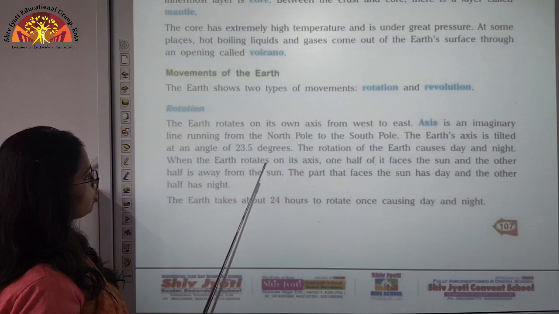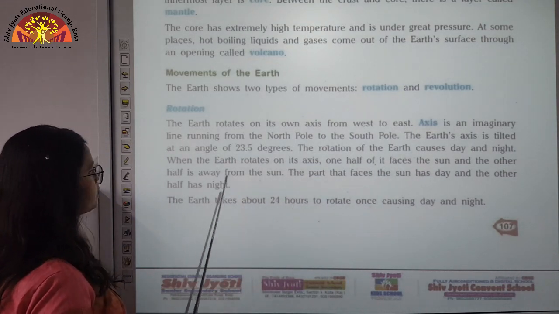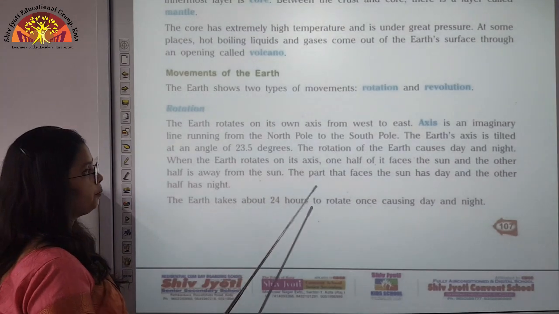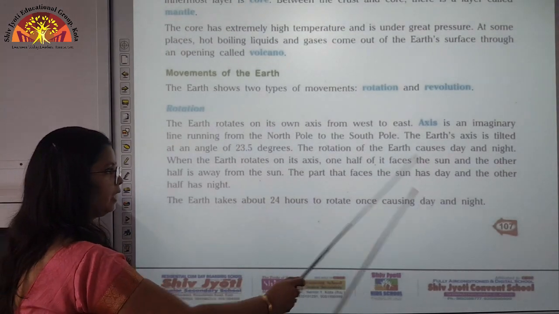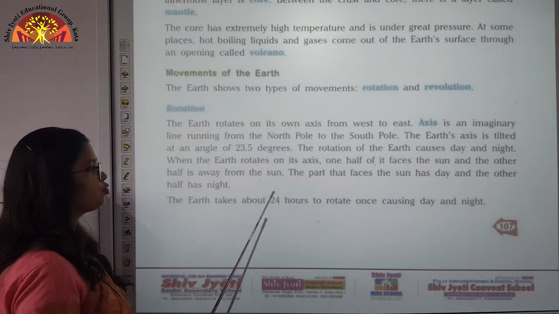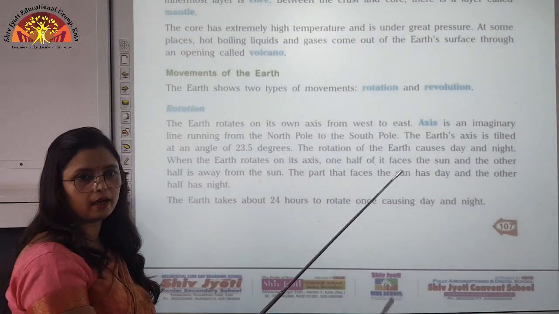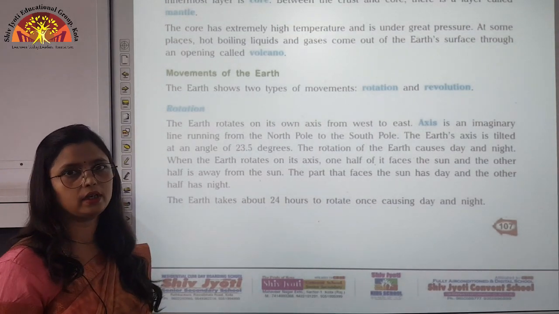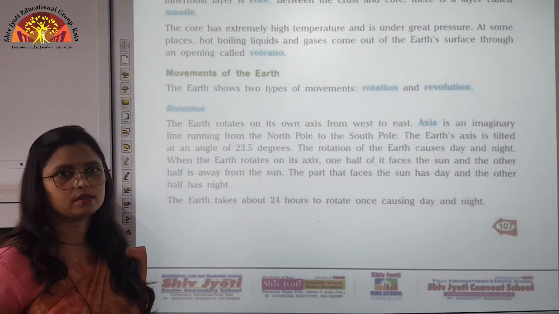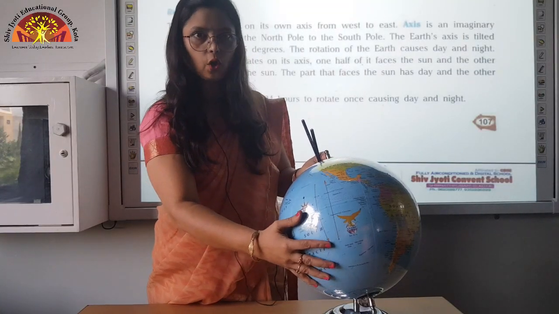When the Earth rotates on its axis, one half of it faces the sun and the other half is away from the sun. The part that faces the sun has day and the other half has night, and the Earth takes about 24 hours to rotate once, causing day and night. So let us see children how day and night are caused. So children, this is the model of the Earth which we call a globe.